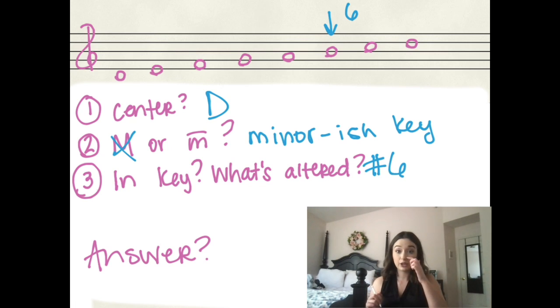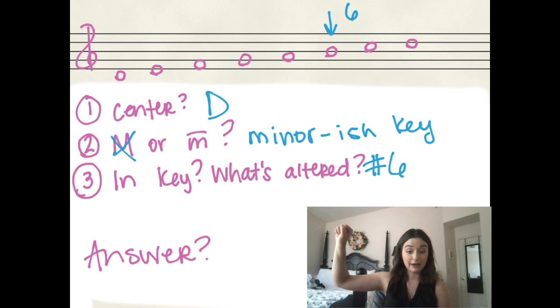Now remember, don't let that sharp fool you. Just because we say sharp 6 does not mean you'll write a scale with B sharp in it. That's not correct. Okay? You're taking whatever's diatonic. Remember, that's the fancy word for being in the key signature. And we are raising that scale degree by a half step.